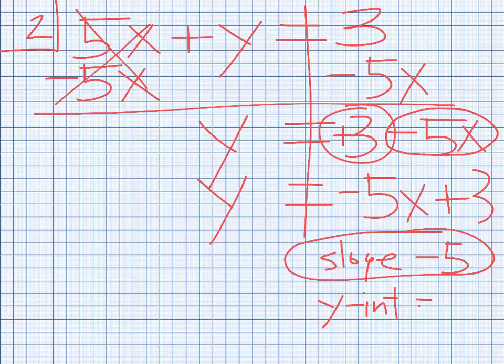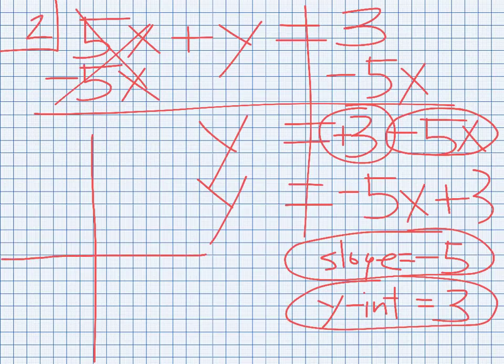And the y-intercept is positive 3. All right. So if you were to graph this one, let's do that real quick. Y-intercept of positive 3, so I would put that down as a point. The slope just helps me get the second point.